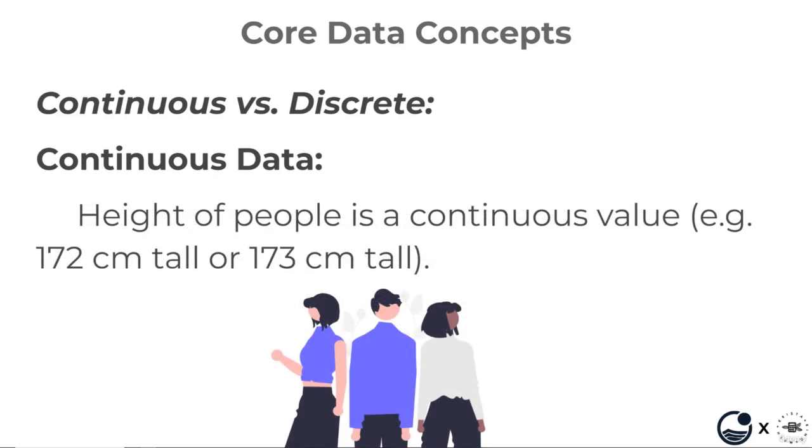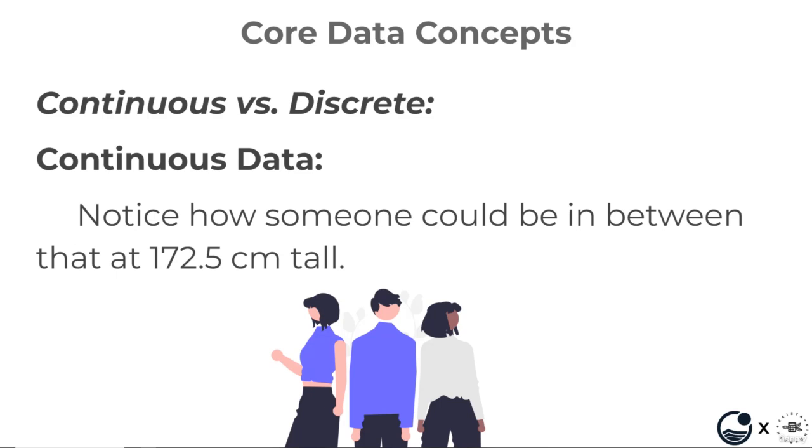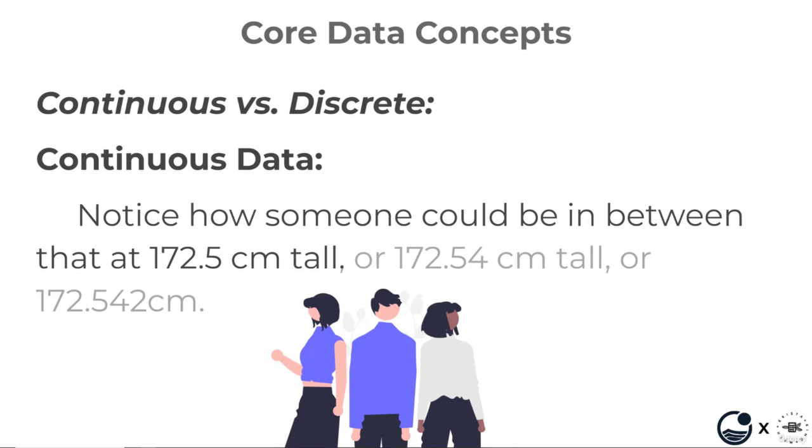For example, the height or weight of people is a continuous value set. So someone could be 172 centimeters tall or 173 centimeters tall. And we can see this continuous data because there are values in between this that someone could be. So someone could be 172.5 centimeters tall. And if we were able to get super precise with this, someone could be 172.54 centimeters tall or 172.542 centimeters, etc. So hopefully that distinguishes the idea of continuous data versus discrete data.